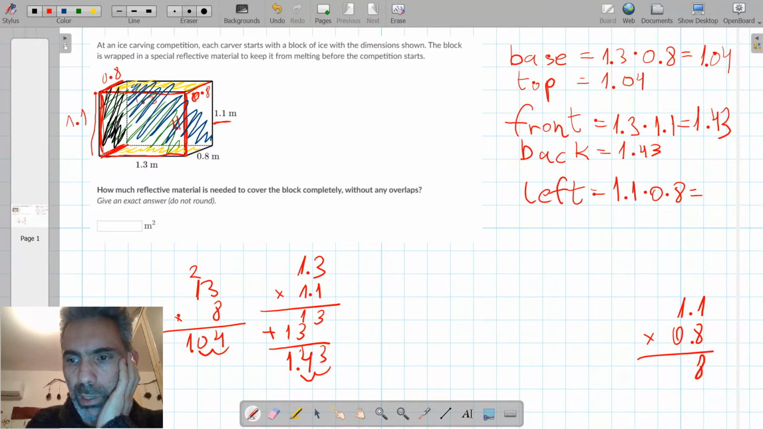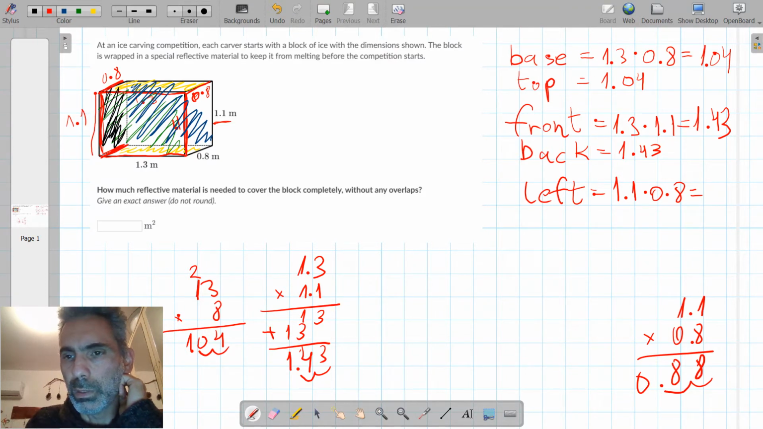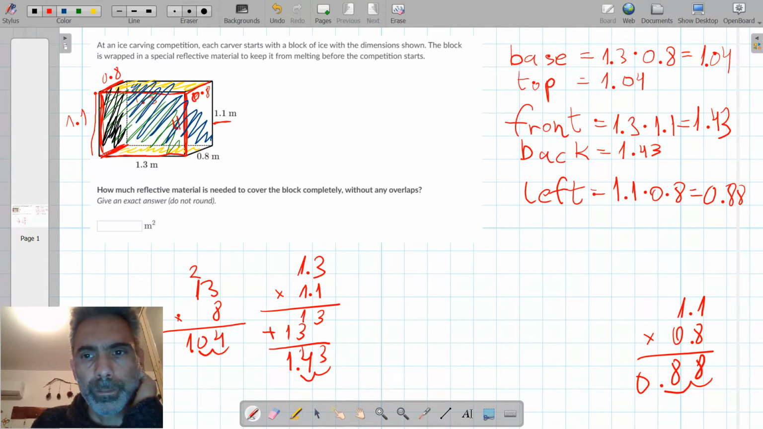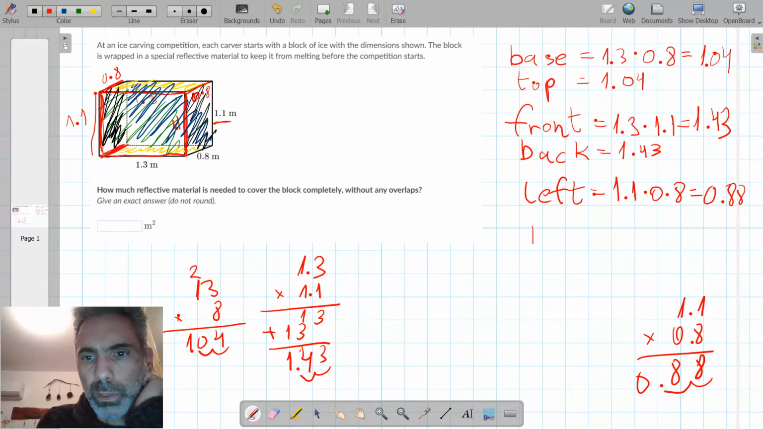8 times 1 is 8, 8 times 1 is 8, and I need to shift the decimal point 2 places to the left because I have 2 digits to the right of the decimal point, so the answer is 0.88. So this is the left face, and the right face is the same area as the left face. This one here is the same area, so the right face is also 0.88.